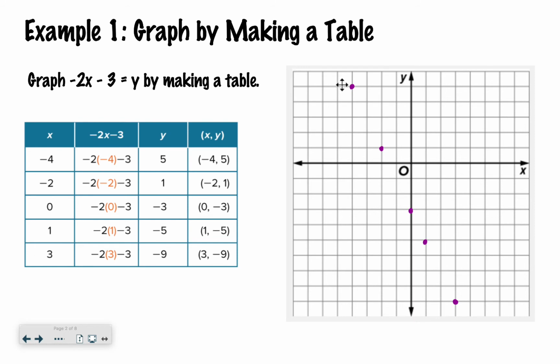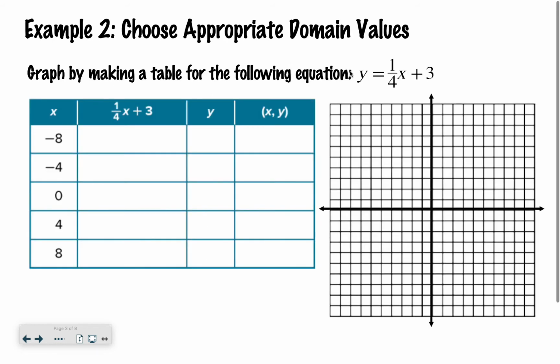And then the last step, which sometimes you guys forget, is connecting those dots. So you connect those dots and put arrows on the end, meaning that it'll keep going in either direction. Okay, so step 1, make a table. Step 2, plot the points. Step 3, connect the dots. If you have questions about that, please be sure to reach out for some help. I'm happy to help you.